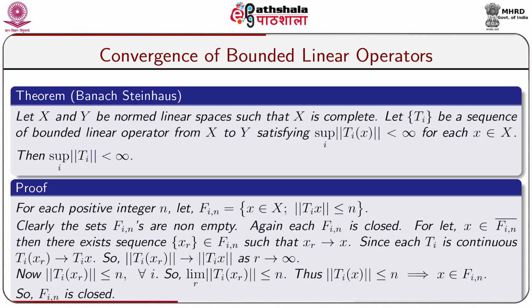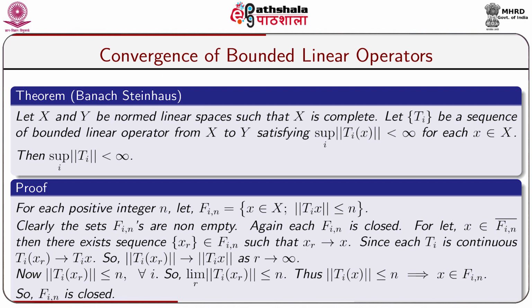The proof goes below. For each positive integer n, let us consider a set Fin. That is, Fin is the set of all elements x for which norm of Tix less or equals to n. Clearly, the sets Fin are non-empty, because we have assumed in the statement that supremum over i of norm of Tix is strictly less than infinity. That is, supremum over i of norm of Tix is bounded. So, that is why the Fin are non-empty. Also, each Fin is closed.